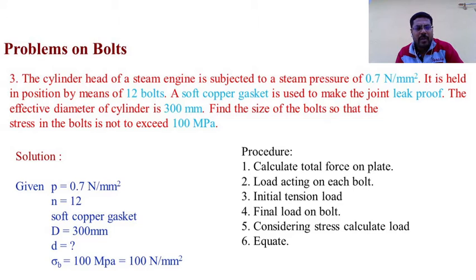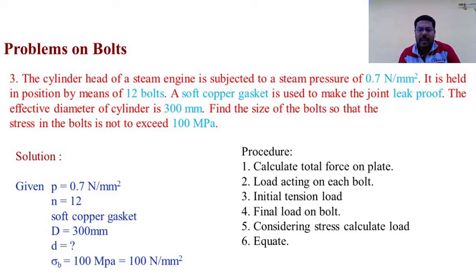The effective diameter of the cylinder is 300 mm. Find the size of the bolt so that the stress in the bolt does not exceed 100 megapascal. The number of bolts is already given as 12, so we only need to find the size of the bolt, such that the stress value does not exceed 100 megapascal.